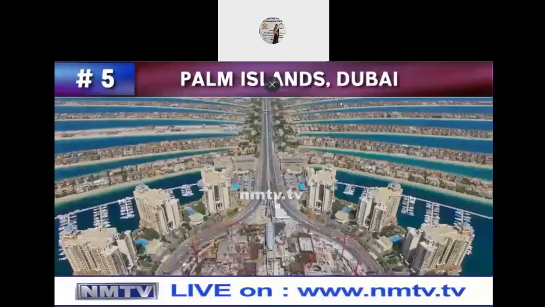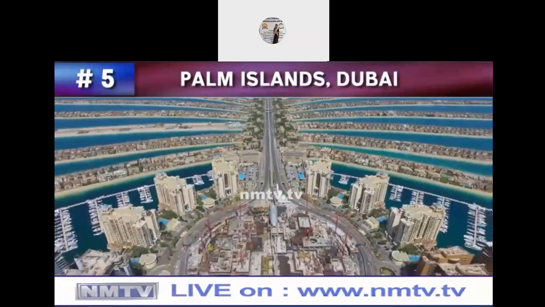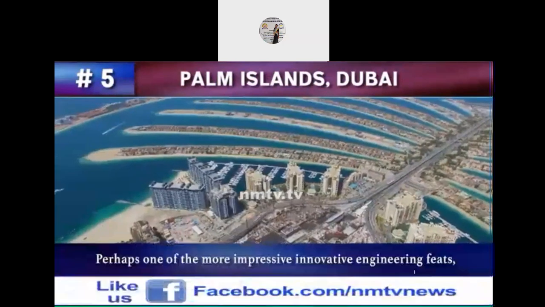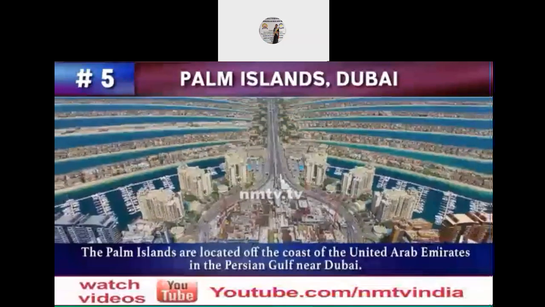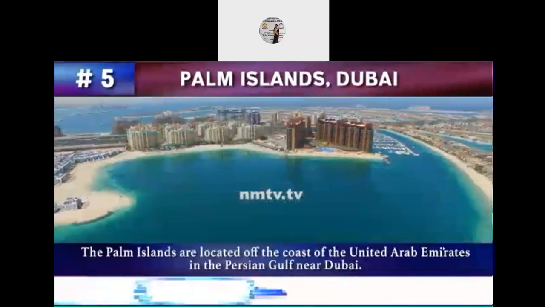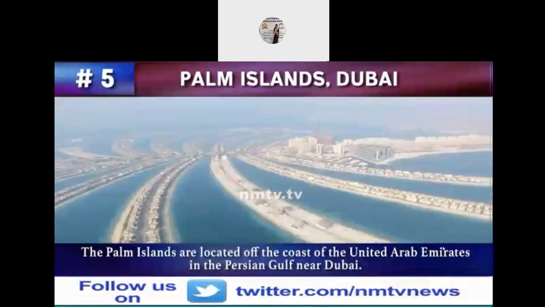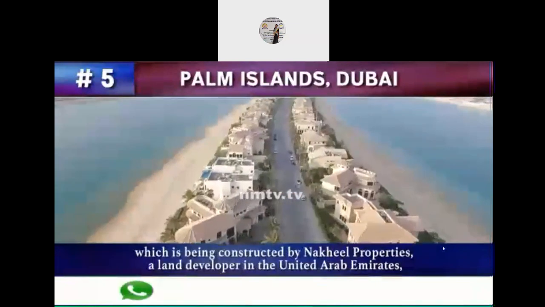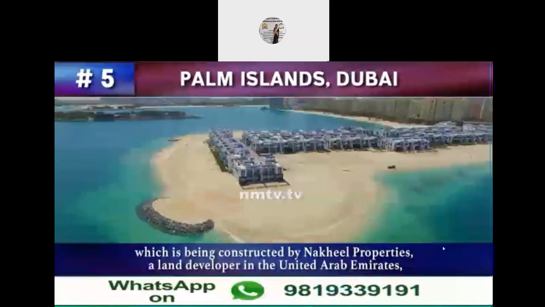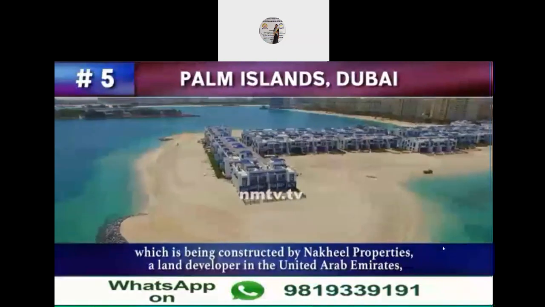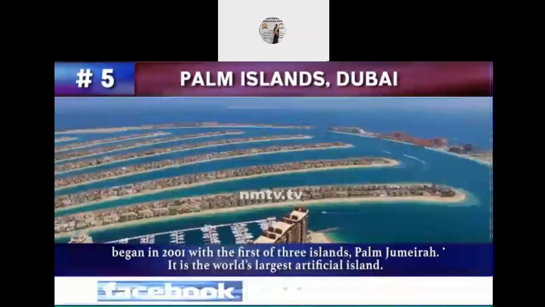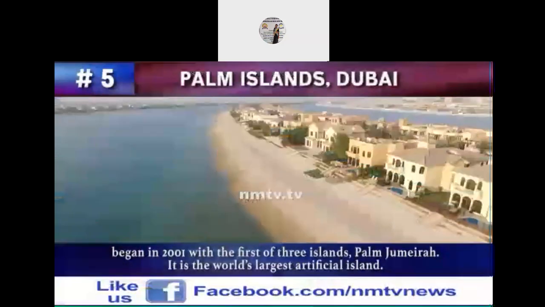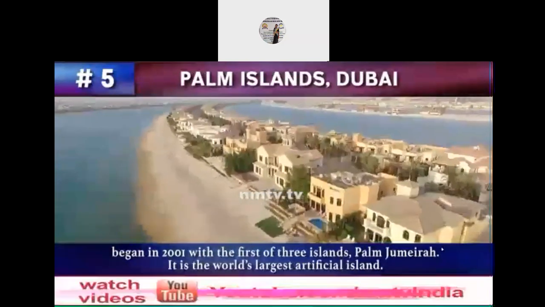At number 5 is Palm Islands in Dubai. Perhaps one of the more impressive innovative engineering feats, the Palm Islands are located off the coast of the United Arab Emirates in the Persian Gulf near Dubai. Known as the largest man-made set of islands, the project, which is constructed by Nakheel Properties, a land developer in UAE, began in 2001 with the first of the three islands, Palm Jumeirah. It is the world's largest artificial island.